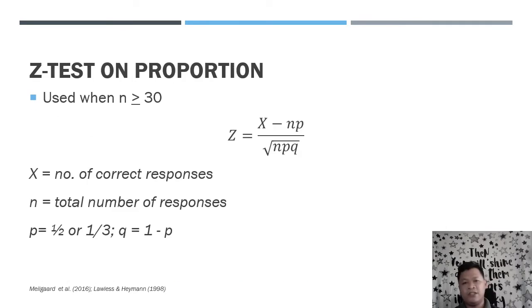So when you have a larger number of panelists, we can use the z-test on proportion, okay, where x is equal to the number of correct responses and the small letter n is the total number of responses, while the probability is either 1/2 if it's a paired comparison test or duo trio, or 1/3 if it's a triangle test. And then the q is simply the alternative probability, or equal to 1 minus p. So if you input in this equation, you get a value for z.